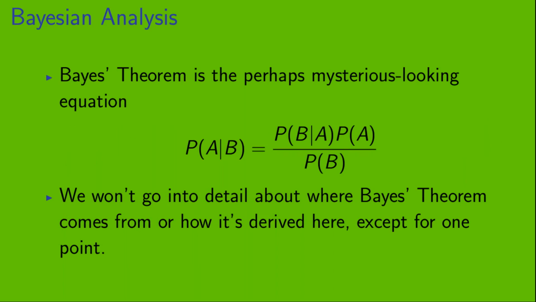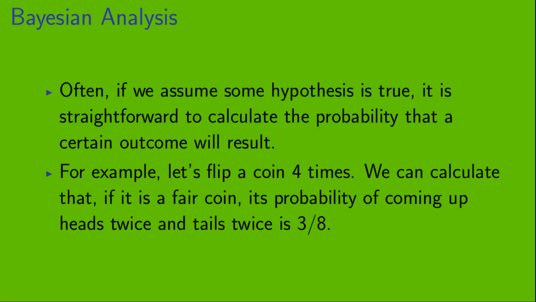Now, Bayes' theorem is the perhaps mysterious-looking equation that's read as the probability of A given B is equal to the probability of B given A times the probability of A divided by the probability of B. We won't go into detail about where Bayes' theorem comes from or how it's derived here, except for one point. Often, if we assume some hypothesis is true, it is straightforward to calculate the probability that a certain outcome will result. For example, let's flip a coin 4 times. We can calculate that if it is a fair coin, its probability of coming up heads twice and tails twice is 3/8.